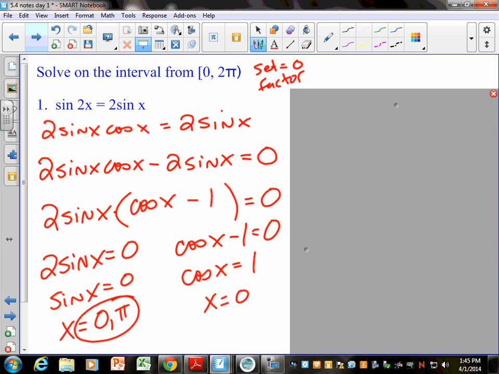So, kind of a throwback to what we did before spring break. Good review of solving equations. But the extra part is you have to use these new identities.